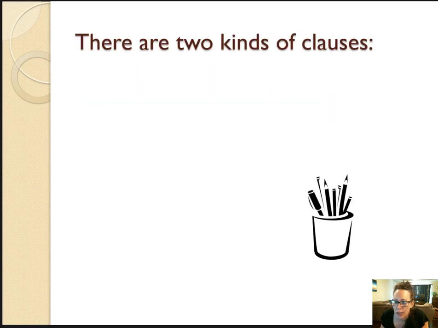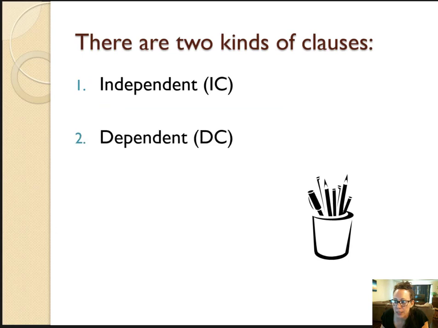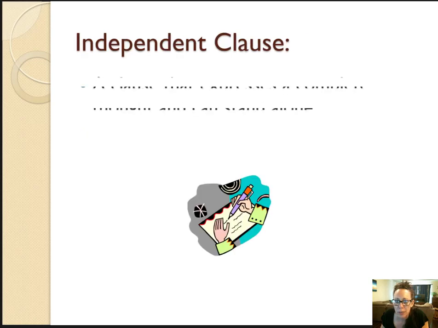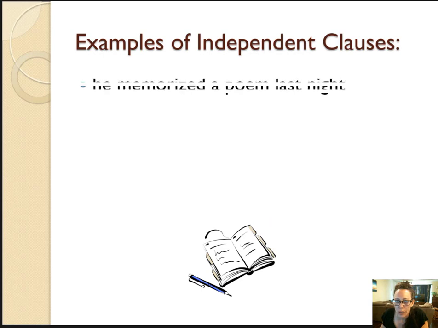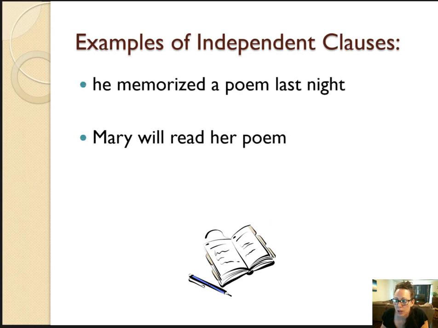Okay, two kinds of clauses. There's independent and dependent. And so we'll get into the definitions of those. For independent clauses, these are groups of words or a subject and a verb plus some other stuff maybe that can stand alone as a complete thought. It does not need anything to make it a complete sentence. So here are a few examples that we've got here.